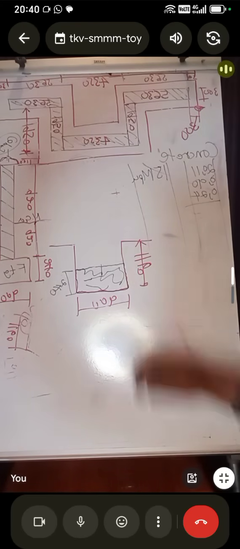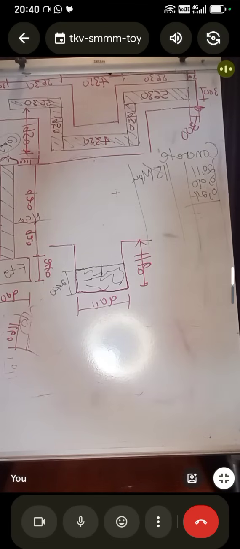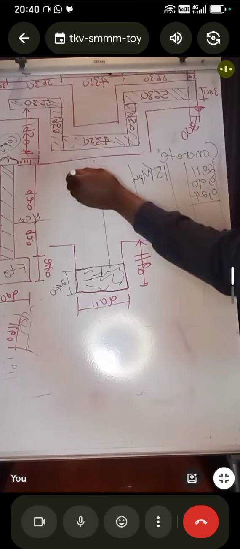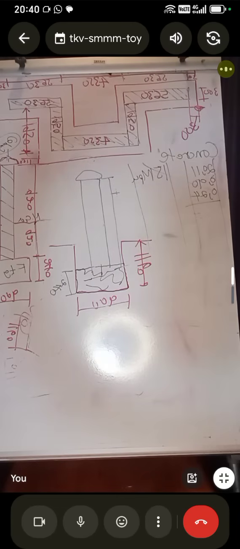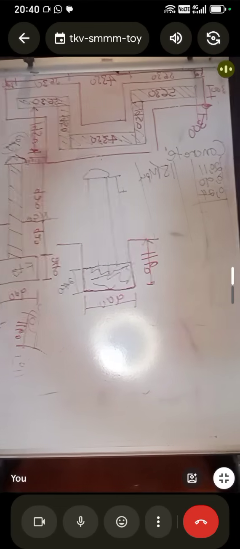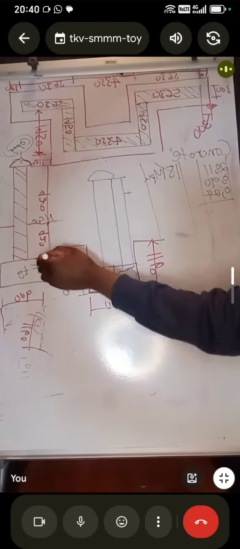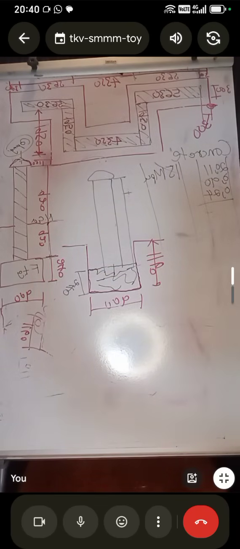Now that we have casted the concrete inside the trench, we're going to build a wall. We need to know the height of the wall. What is the height of the wall? We check here. The wall is starting from here going up. It's 920 plus 920. So the height of the wall is gonna be the 2 of 920, which is going to be 1840.